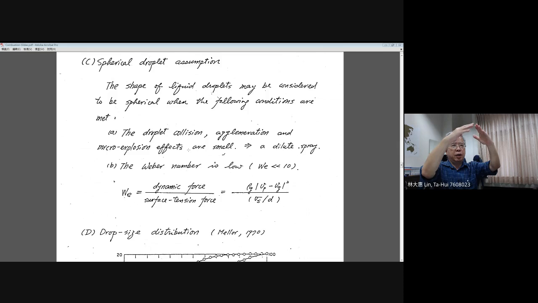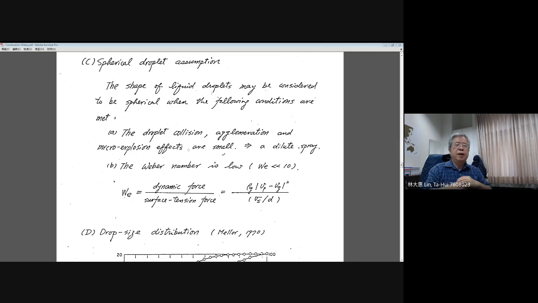You sketch the spray cone. Then this whole cone, we call this the spray field, or spray region. Inside the spray region, you have a gas phase, maybe air or some vapor, and for the liquid phase, you have so many tiny droplets. Then you compare the total volume of liquid droplets with the spray volume. If this value is small, then we call this a dilute spray.